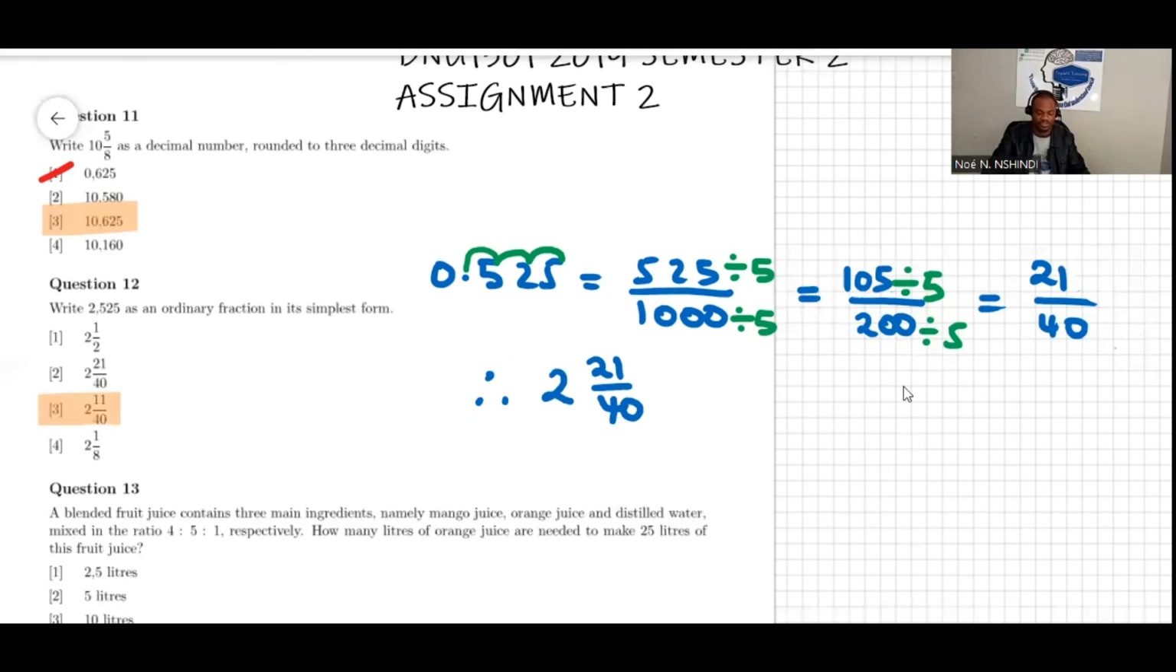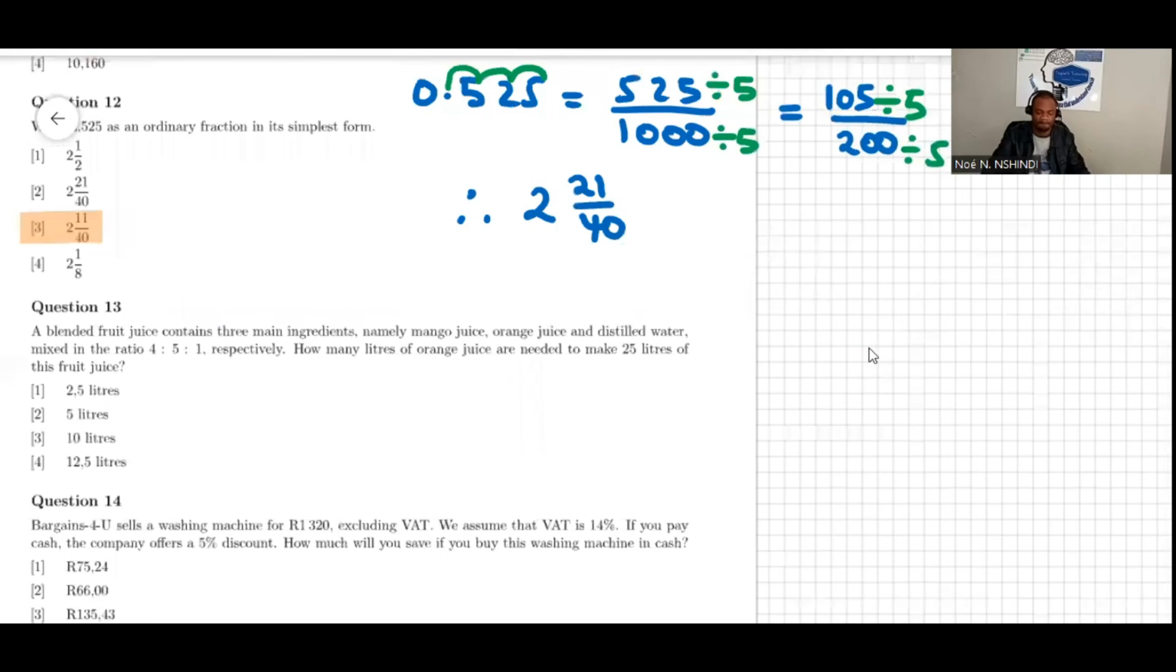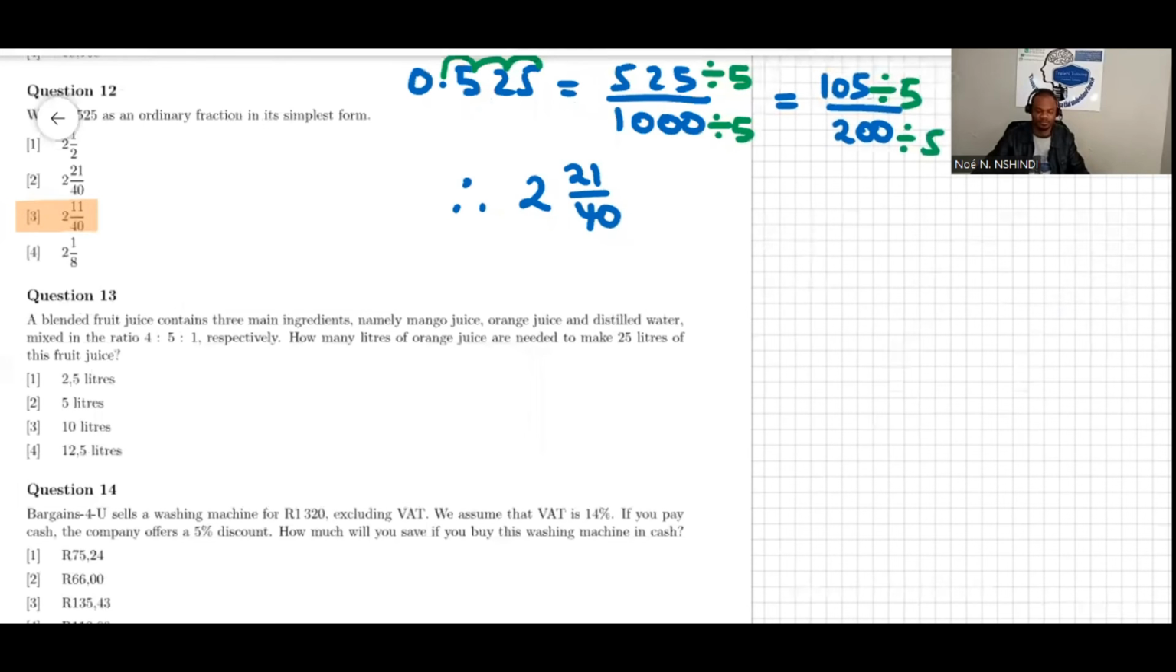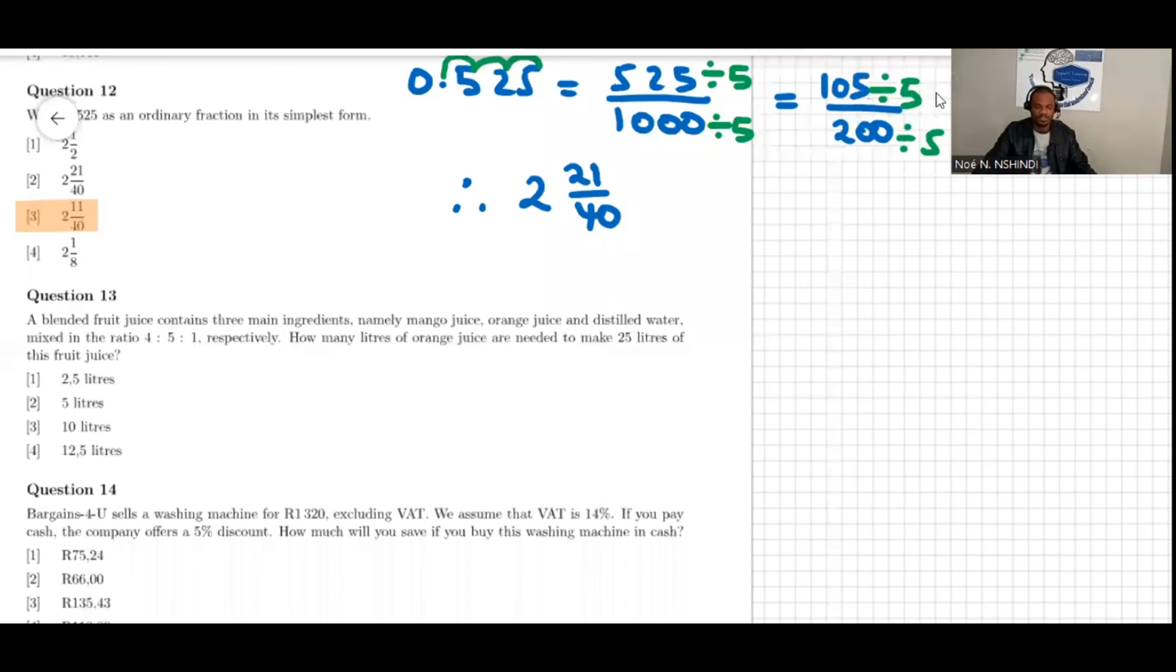Now the following question is question 13. Okay, let's read the question. The question says that a blended fruit juice contains 3 main ingredients, namely mango juice, orange juice, and distilled water, mixed in the ratio 4 to 5 to 1 respectively. How many liters of orange juice are needed to make 25 liters of this fruit juice?